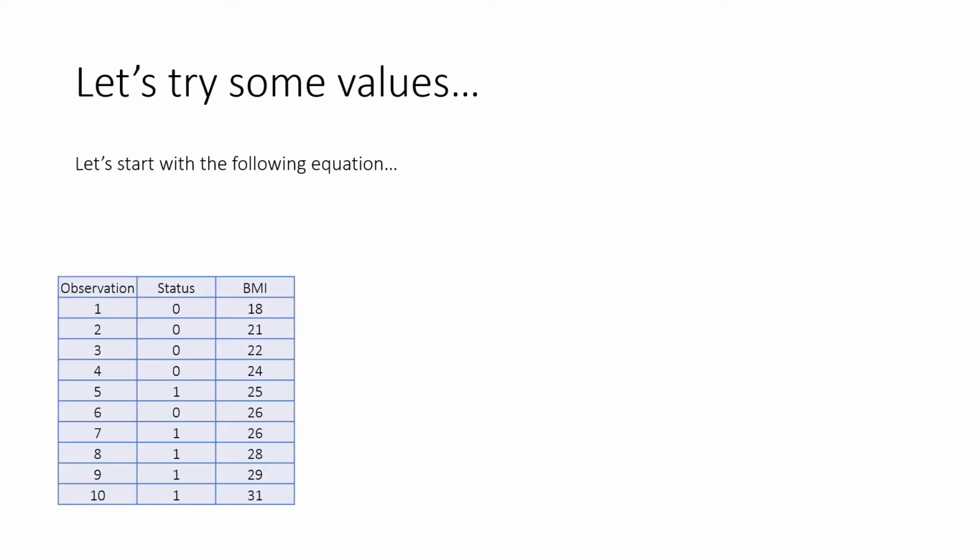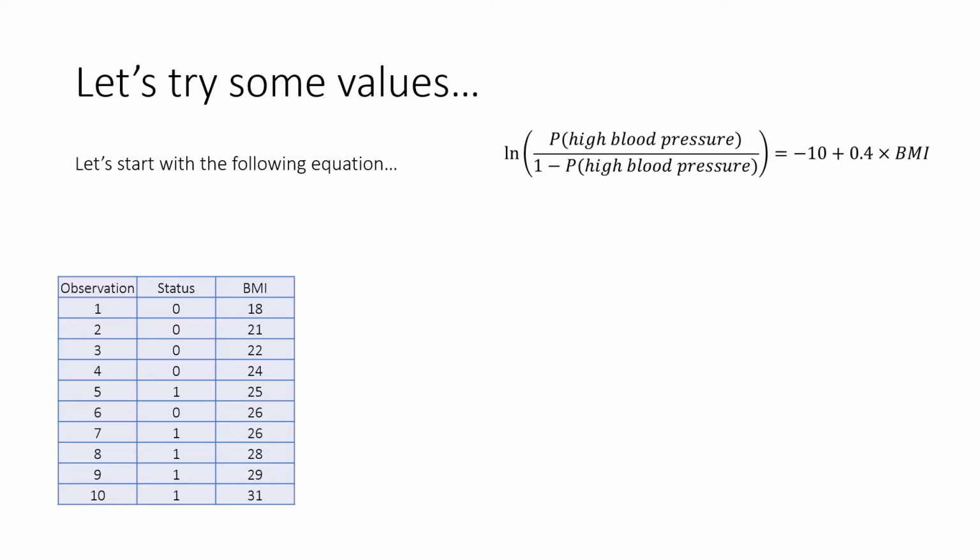So let's see how that looks in action. So we have our data. Let's just try some values for the regression equation. For instance, this one right here. The log odds on high blood pressure is equal to minus 10 plus 0.4 times BMI. Well, what we can do is for each observation, we can just determine what the predicted probabilities are.